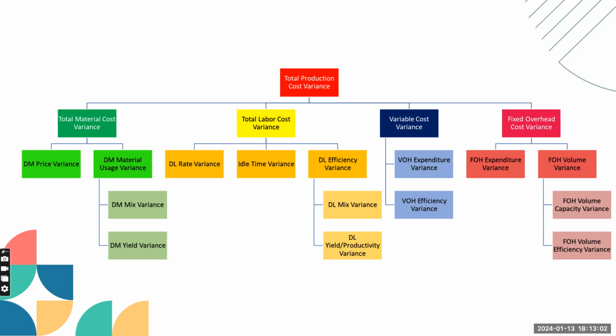So when it comes to cost variances, if I'm to show a summary of the cost variances, this is the summary. This is what we are going to talk about today. Regarding cost variances, you can see production cost variance we categorize into four. We are going to talk about the total material cost variance, the total labor cost variance, the variable overhead cost variance, and the fixed overhead cost variance.